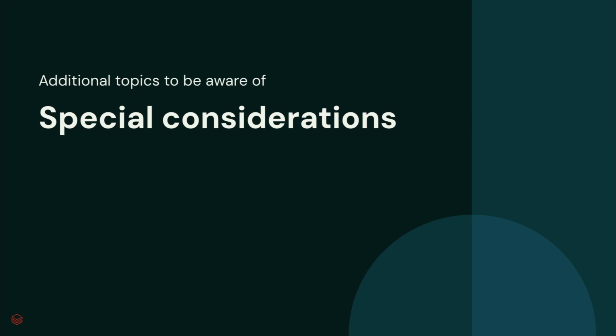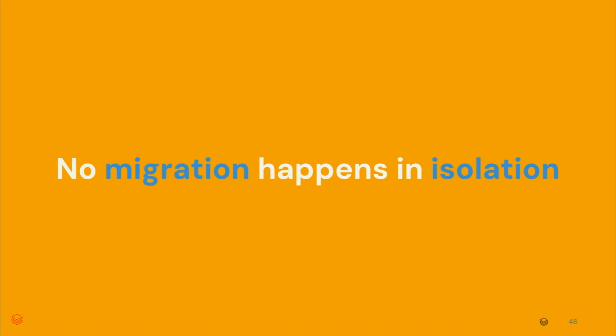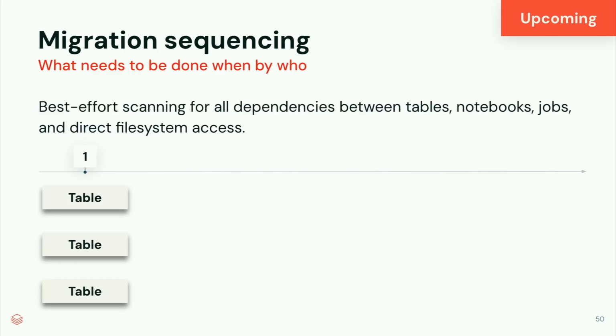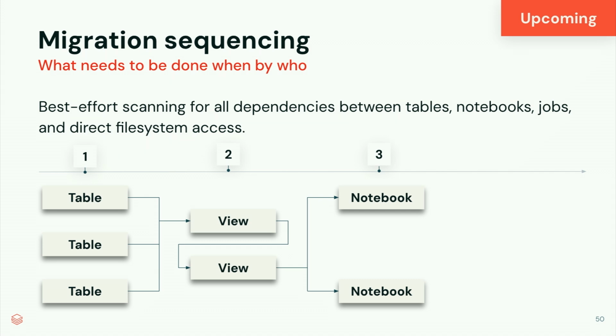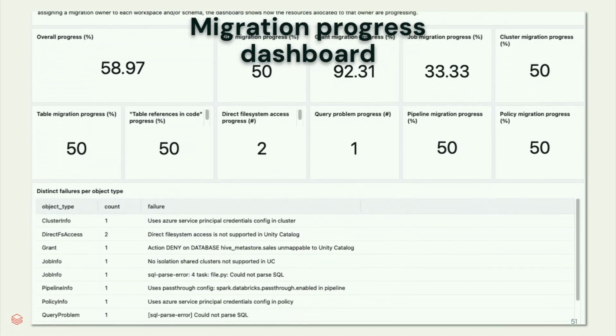All right, a few special considerations. One secret thing that we wanted to share with you is that no migration happens in isolation. So when you migrate, you have to think about migrating the tables, migrating the related views. You migrate multiple notebooks, you migrate the code, and you migrate the jobs that are related to this code. And finally, you repeat that in multiple workspaces. So click over. And that's what I described before.